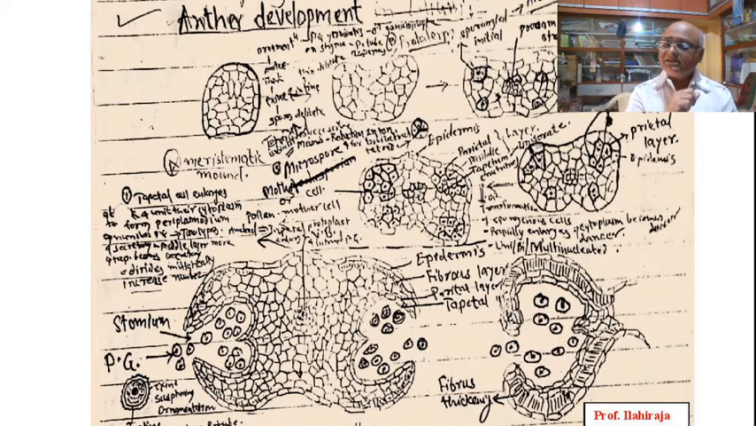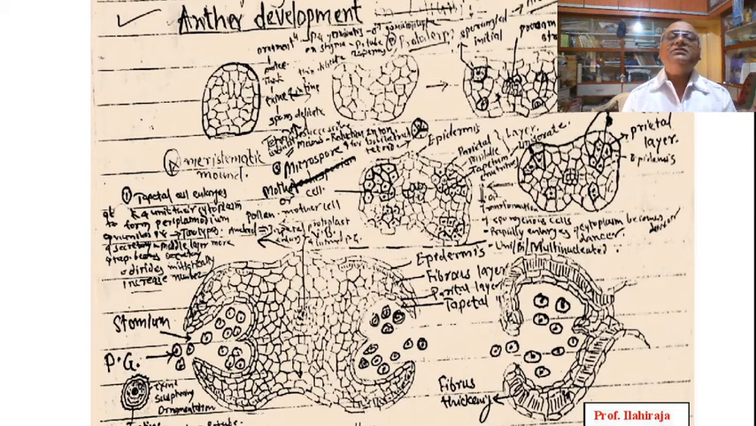In the secretory type, what happens? The secretory type of tapetum is identified by cells that remain in place, and these cells become secretory in function. So it is called the secretory type of tapetum. These are the two main types of tapetum reported in angiospermic plants.